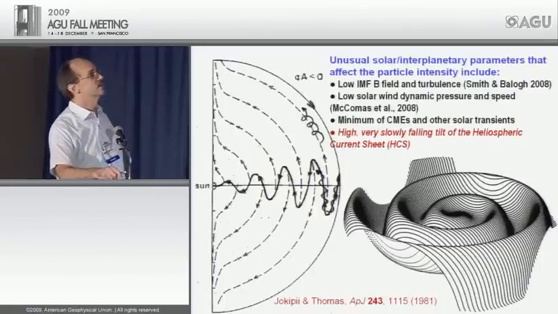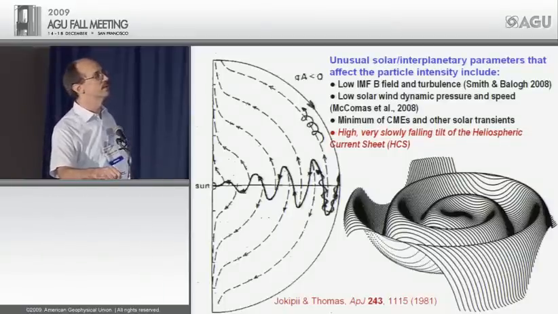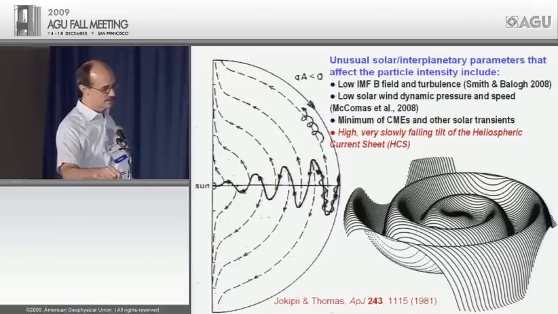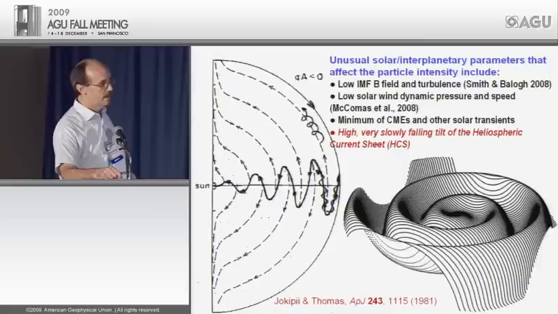So what's causing all this? Well, in some of the earlier talks this week, we heard various things. In some of the earlier talks this session, we heard about the changes in the B field at the sun, and some of the other talks emphasized the changes in the B field in interplanetary space. That undoubtedly plays a role. There are, of course, differences in the dynamic pressure of the solar wind and the speed. There aren't a whole lot of CMEs going on these days anymore.